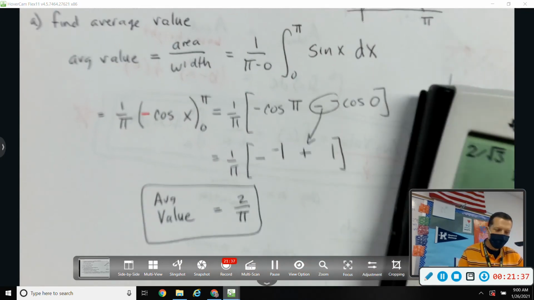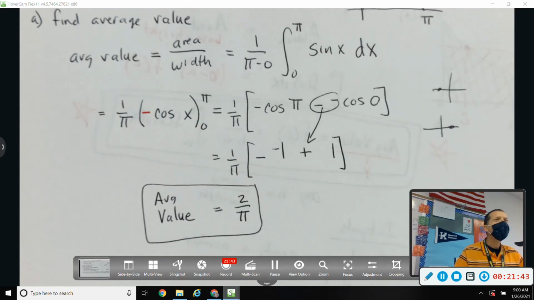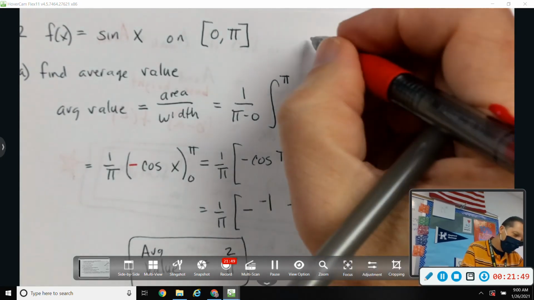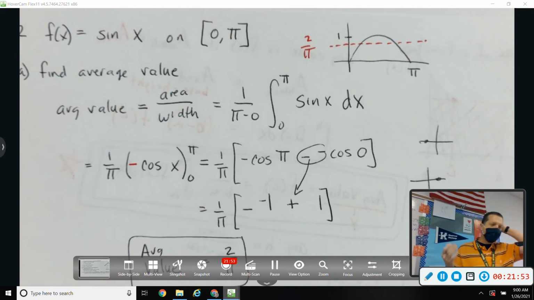If you had a guess, I don't know what 2 over pi is. 0.64. What did you say? 0.63? Very nice. 2/3 is pretty close as well. 0.66, 0.63.